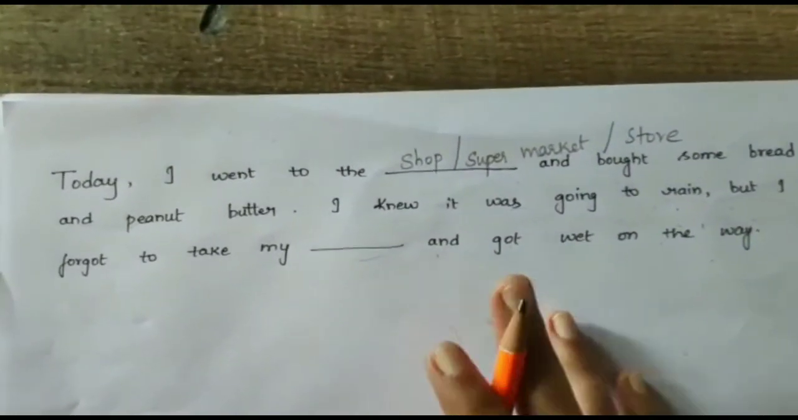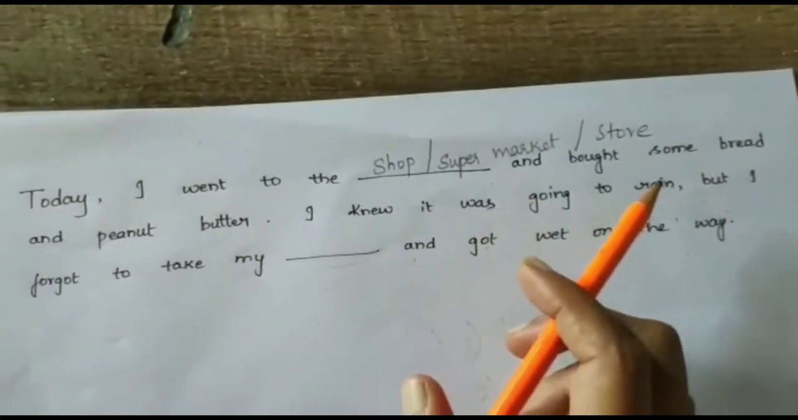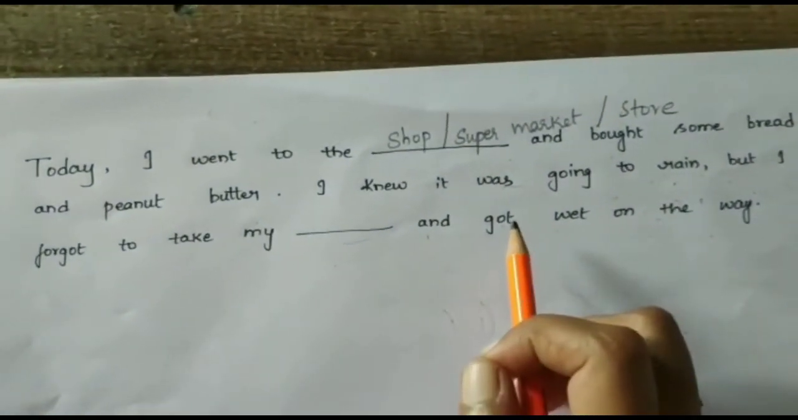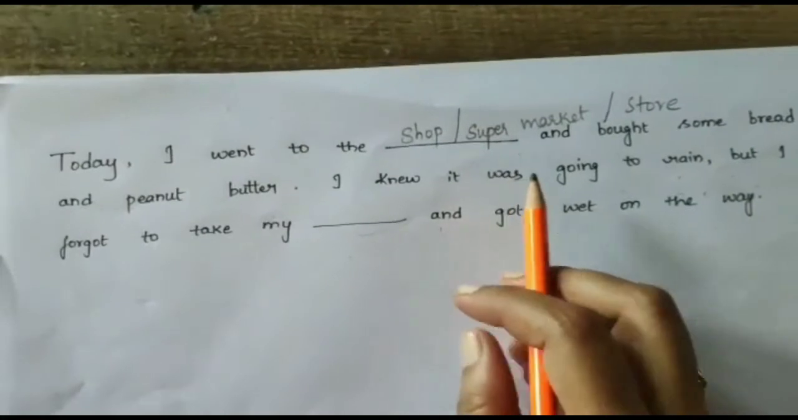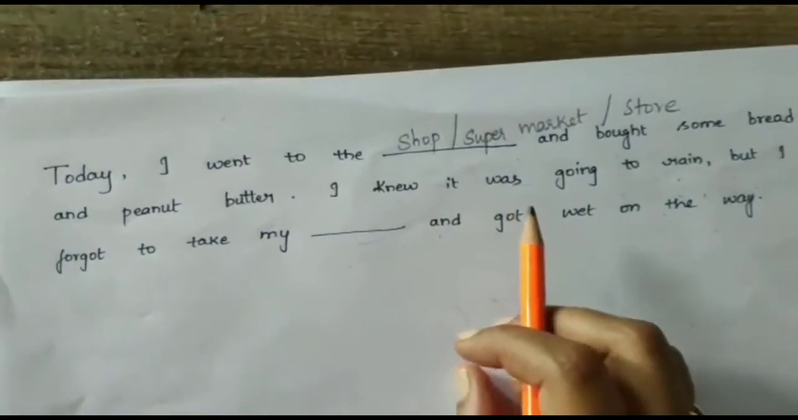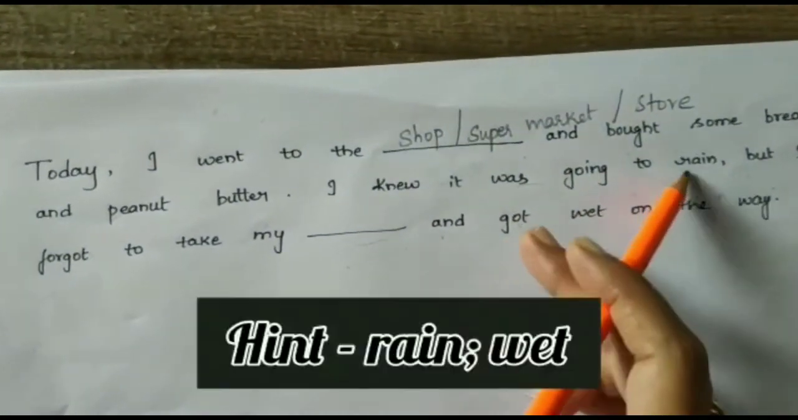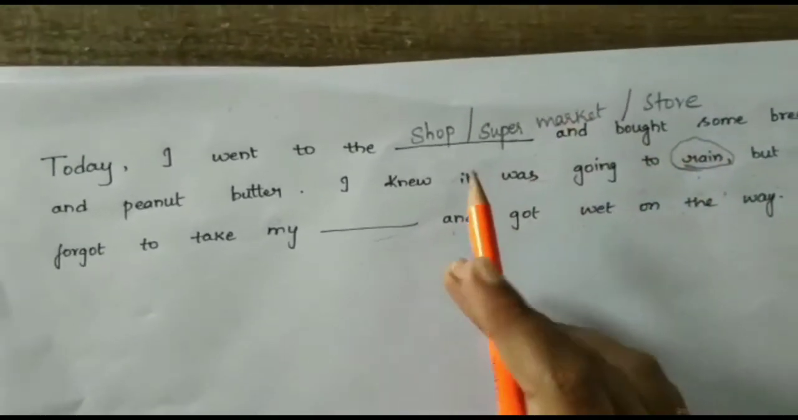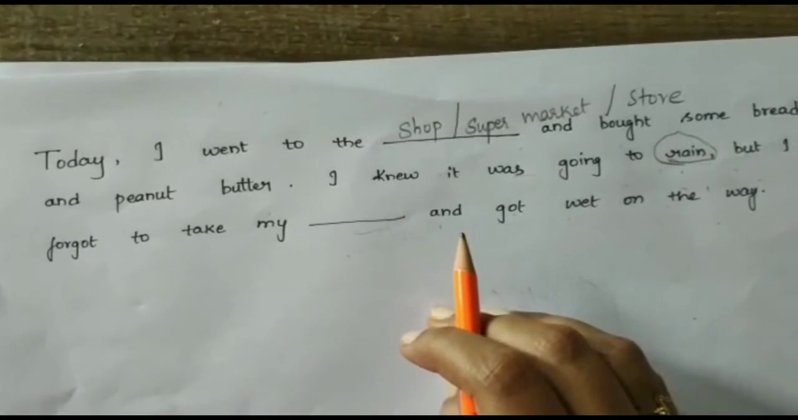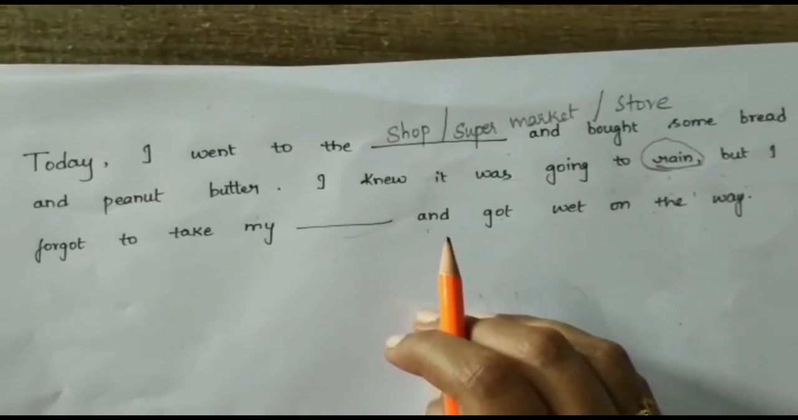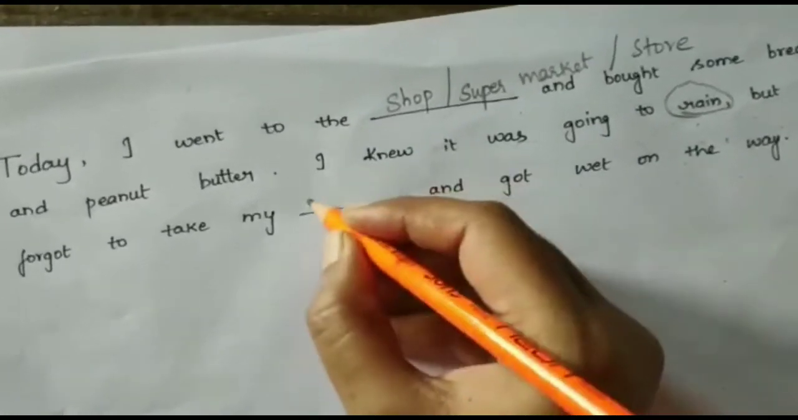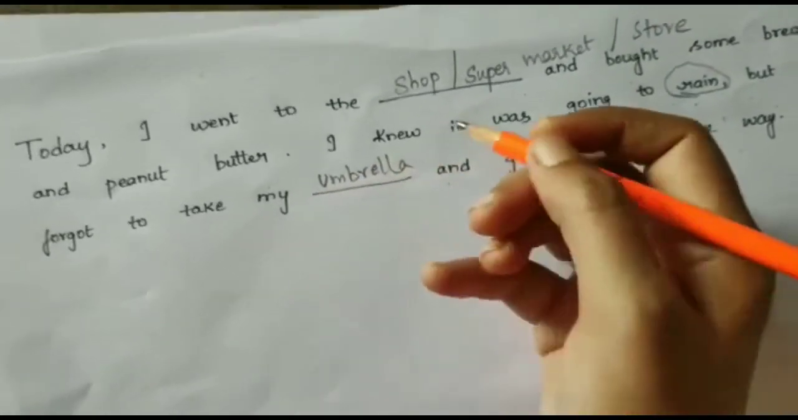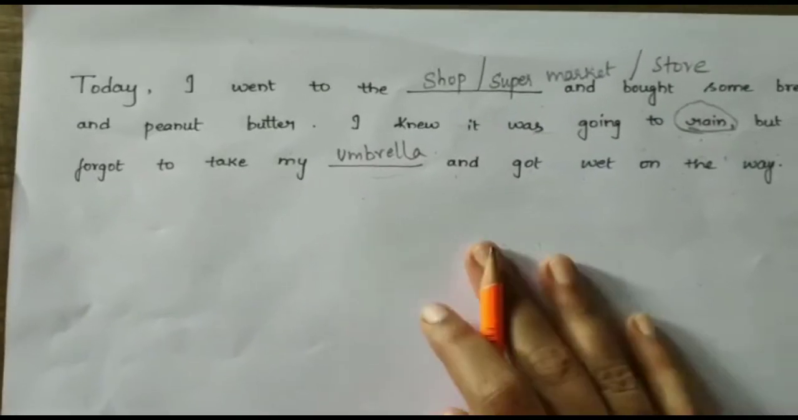So the next blank: I knew it was going to rain, but I forgot to take my dash and get wet on the way. As I said earlier, before and after the blank, they will give some clues. The first one we've spotted here is rain. So when it's raining, what will we carry with us in order not to get wet on the way? We will obviously carry our umbrella.